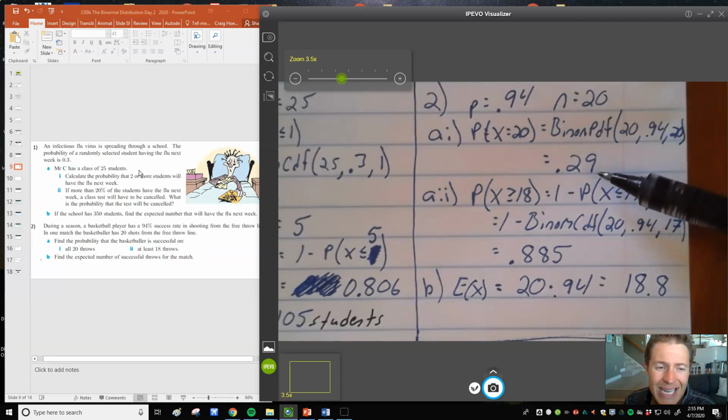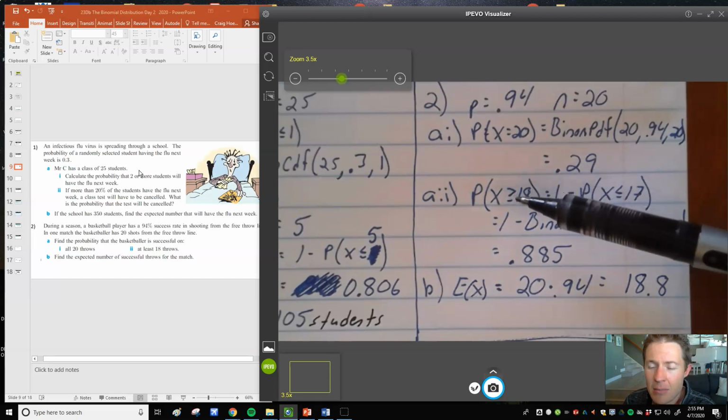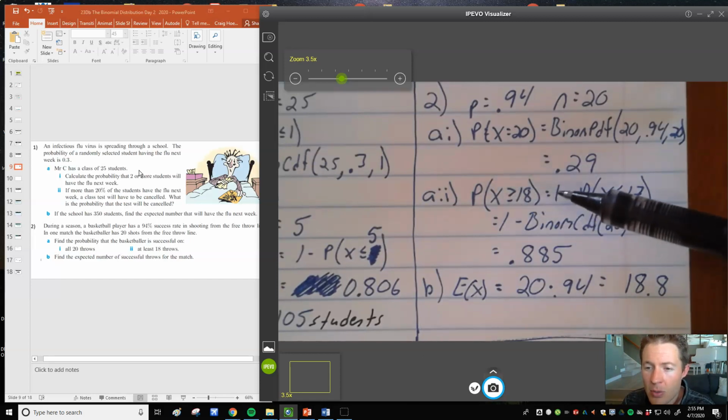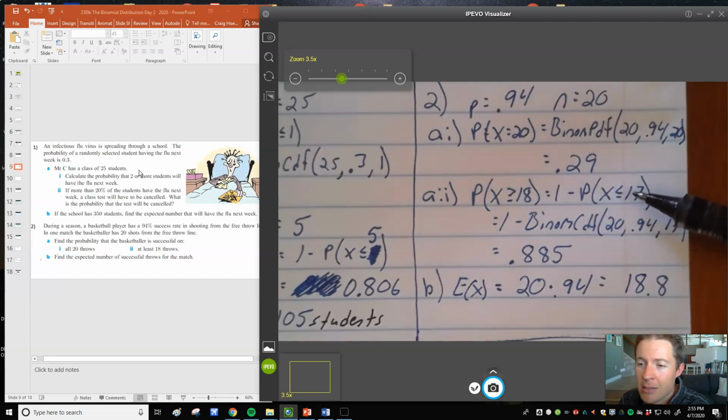Question 2, at least 18. So at least 18 means 20, 19, or 18 are all valid answers. And remember, your calculator can't do greater than, it can only do less than. So we do 1 minus what we want to take away. Since we want to include 18, 19, 20, we take away 17, 16, 15, and everything below. So to calculate this part, that's our binomcdf, 20, 0.94, 17, and you should get that.